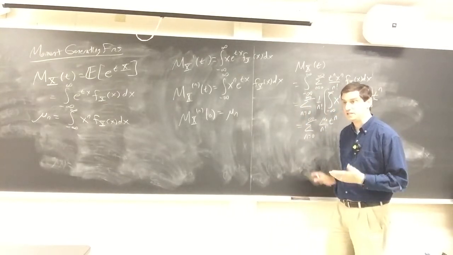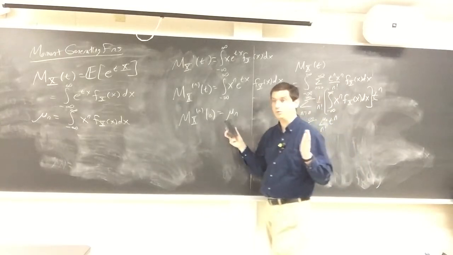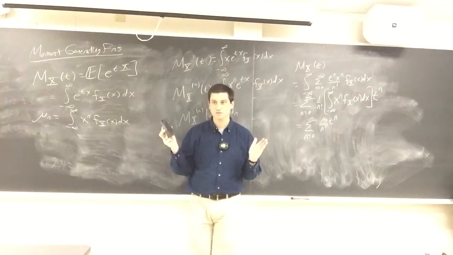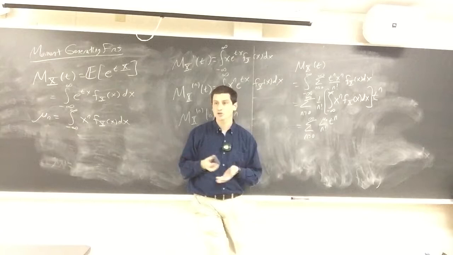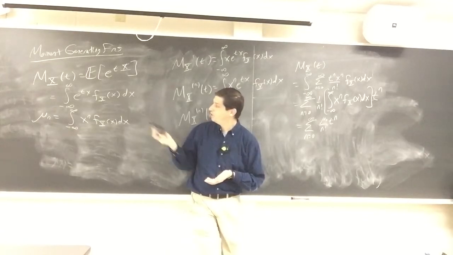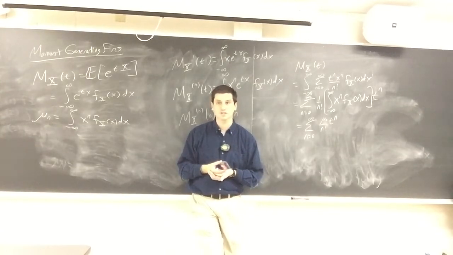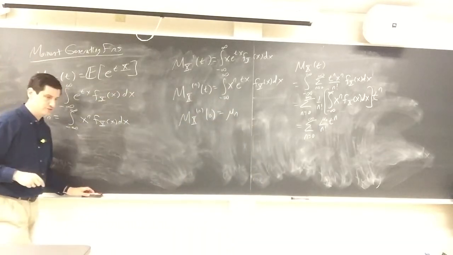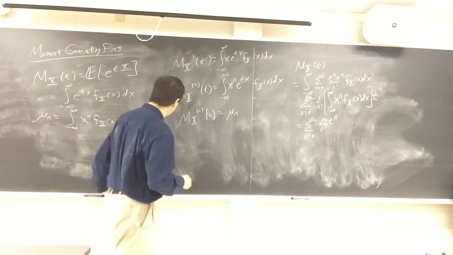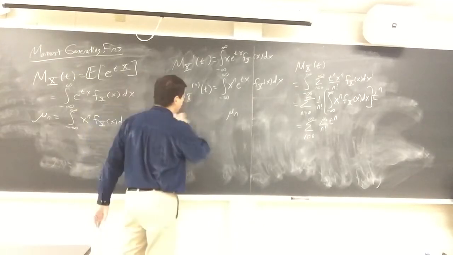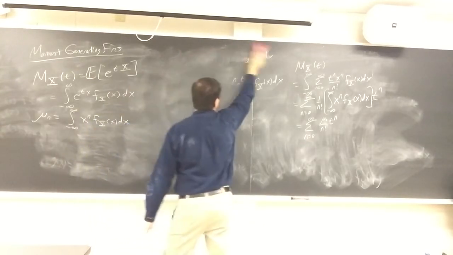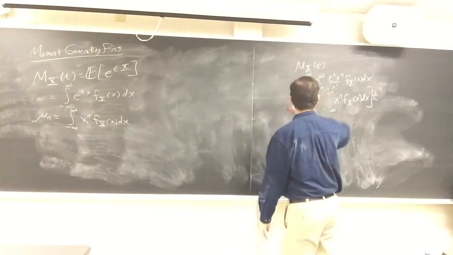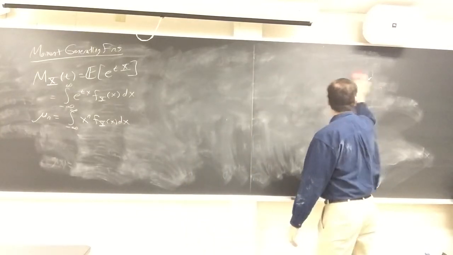Now, if my density has finite support, if it maybe lives between minus 1, 1, not a big deal. If I have something like a Gaussian, not a big deal. But the big problem with the moment generating function is it doesn't always exist. And so this is why people look at what's called the characteristic function instead. And so the characteristic function is very similar to the moment generating function. The only difference is we replace t with an it.